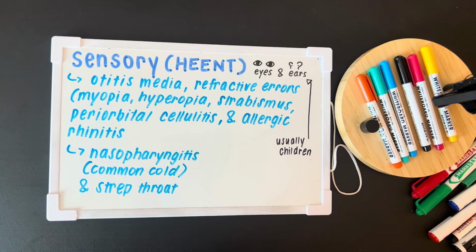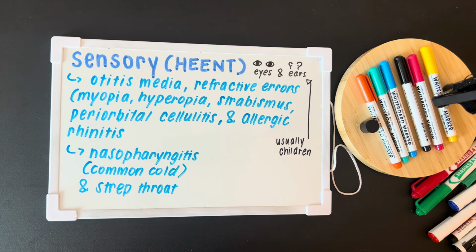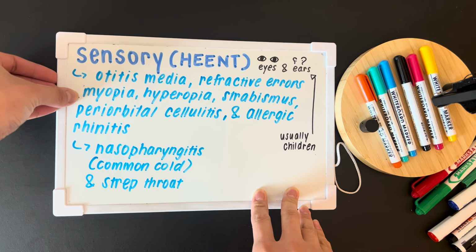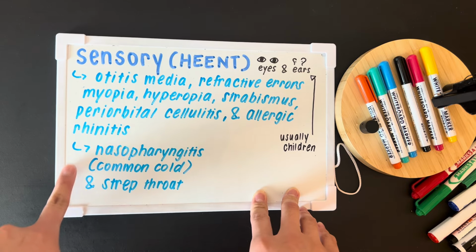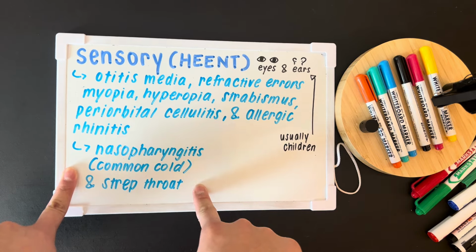Today we're going to talk about the sensory issues in pediatrics, and usually in children, it affects mainly the eyes and the ears. The topics included in her slides show otitis media, refractive errors like myopia and hyperopia. I forgot to put a parentheses, but anyway. Strabismus, periorbital cellulitis, and allergic rhinitis. And also in her slides, it shows nasopharyngitis, which is the common cold, and strep throat.